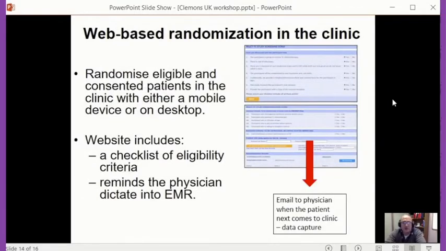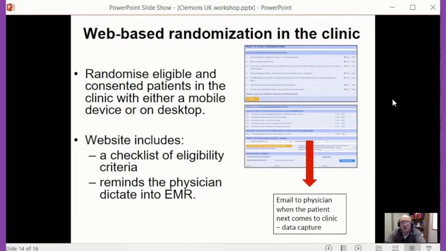With the app that we use, we have very few eligibility criteria because we want this population to represent real patients that we see. So there's a brief checklist, and once we've entered the patient's name and hospital number, it will email us in the clinic when the patient's due back to capture data. So it's very practical for what we actually do in real world practice.